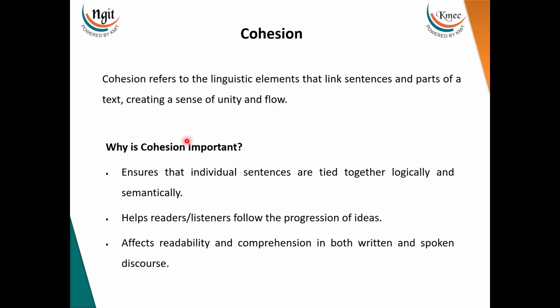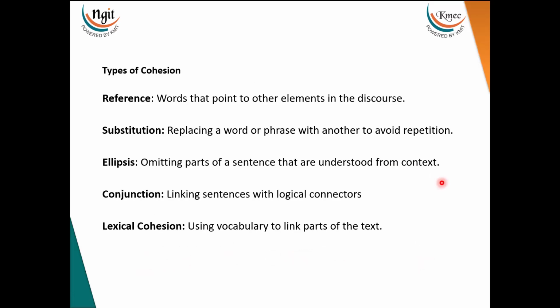So why is cohesion important? Cohesion ensures that the individual sentences are tied together logically and semantically. It also helps readers or listeners follow the progression of ideas, and it affects readability and comprehension in both written and spoken discourse. Let us further enter into cohesion. These are the types of cohesion: first reference, next substitution, then ellipsis, then conjunction, then lexical cohesion.